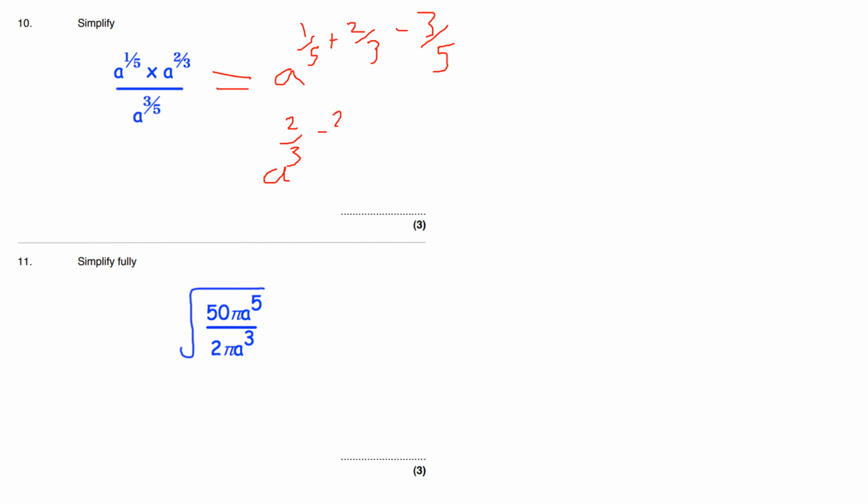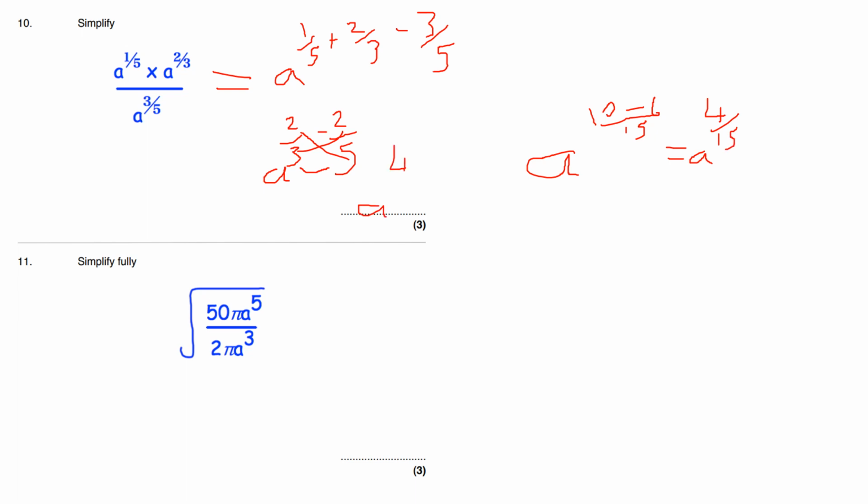Okay, hopefully you'll be happy with how I got that. 1/5 take away 3/5 is negative 2/5. I'm now going to do the butterfly method for subtracting fractions. Cross multiply. So that'll be 10 minus 6 all over 15. So that times that, subtract that times that, divided by the product of the denominators. So that's going to be a to the power of 4/15. Okay, and that would be my final answer.